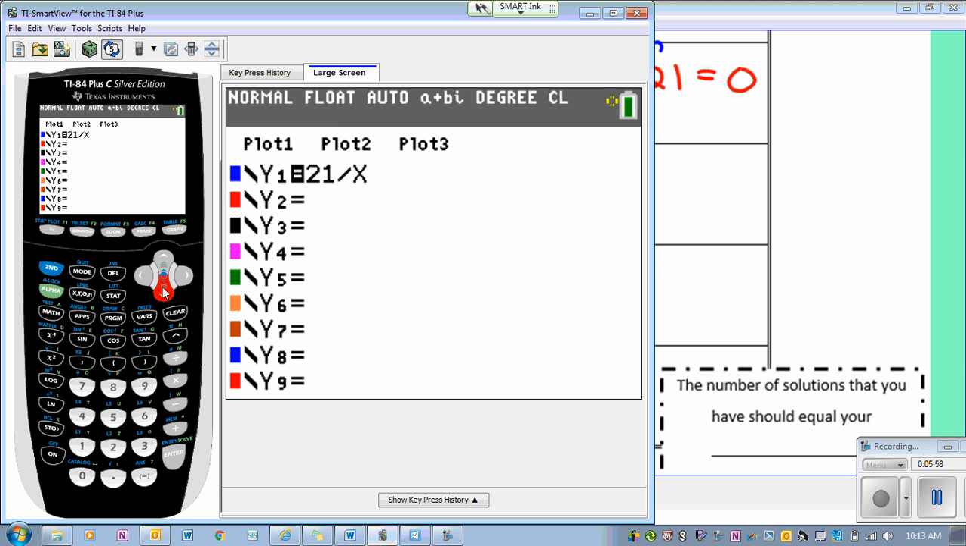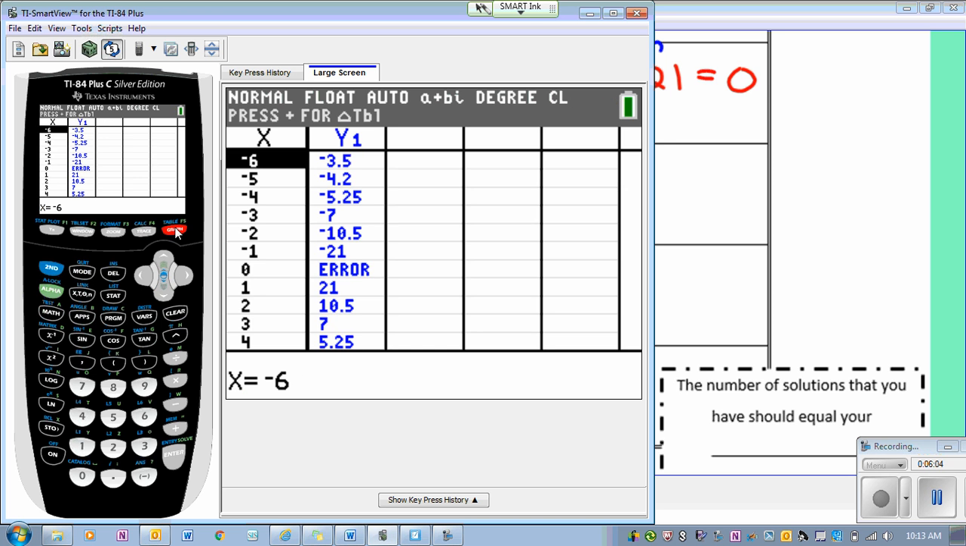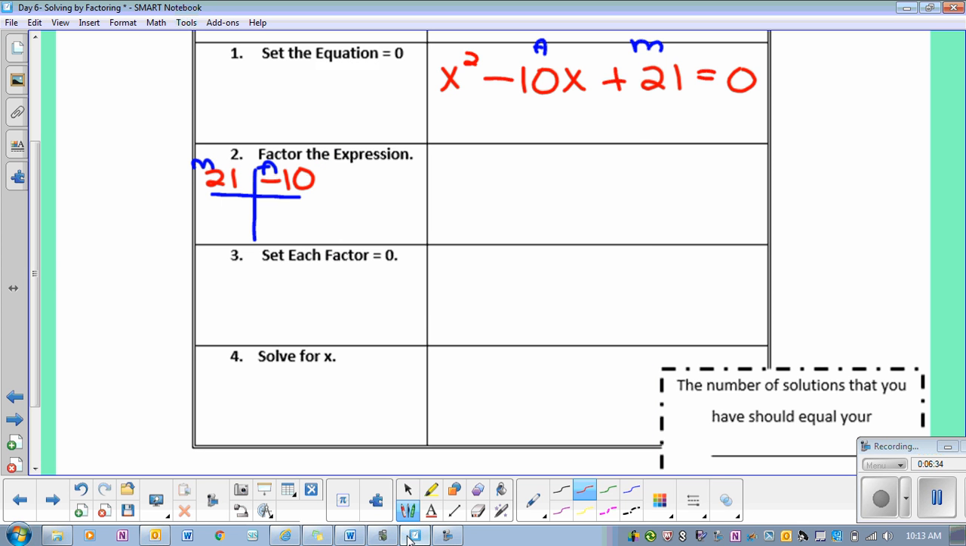All right, so guys, I'm going to go to my calculator here. I'm going to put in 21 divided by x, and then I'm going to go to second graph. Let's look at our table. Remember, no decimals, no error. Just look at the plain old whole numbers, integers here, and see which ones add up to give you -10. Which two numbers? Good. -3 and -7.